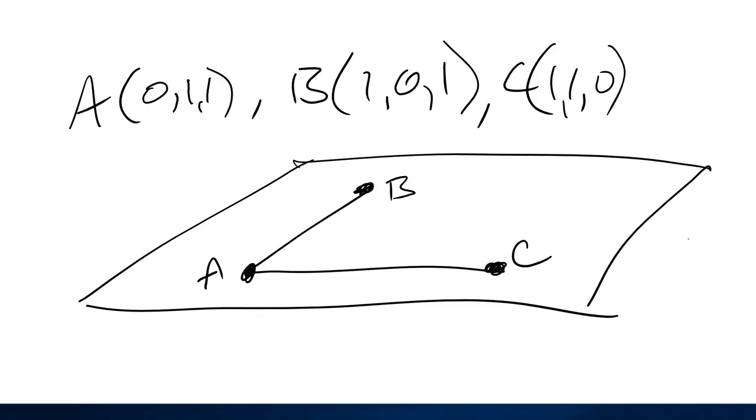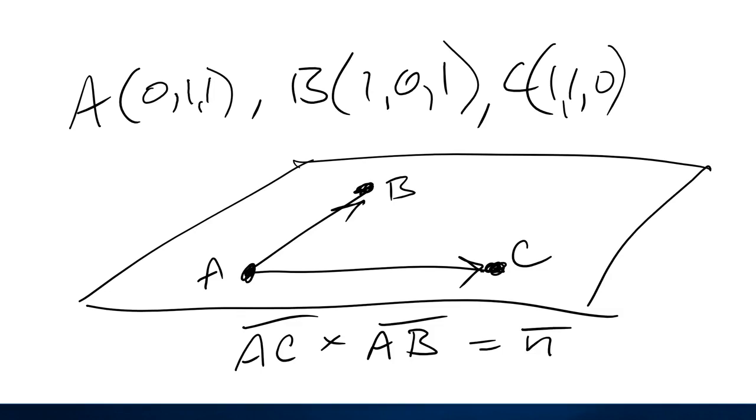Now, if I do the cross product of AC with AB, these are vectors. So there's a vector AC here, vector AB here. If I do the cross product, this will give me a vector N that I need, okay? So here's N, and N will be perpendicular to both of those. We use the right-hand rule, crossing AC with AB.